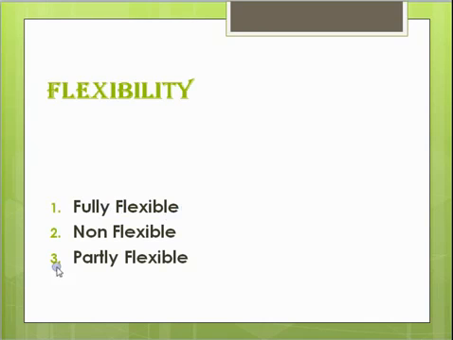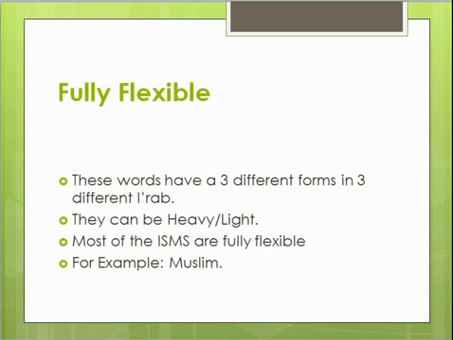Now look at this: fully flexible, non-flexible, partly flexible. So what's fully flexible? These words have three different forms in three different i'rab. That means the rafa form is something, the nasab form is something else, and the jar form, the majroor form, is something else. They can be heavy and light, just like the word Muslim.